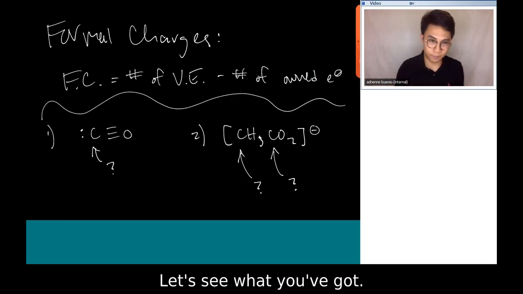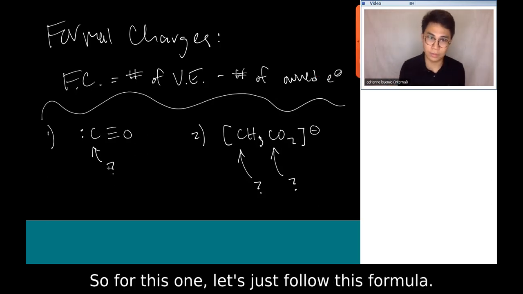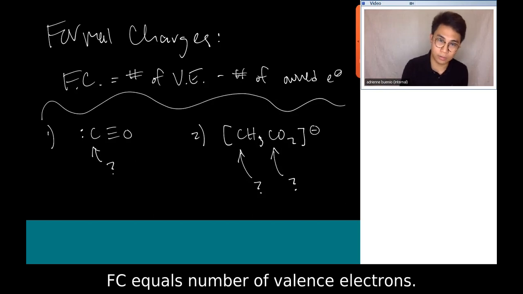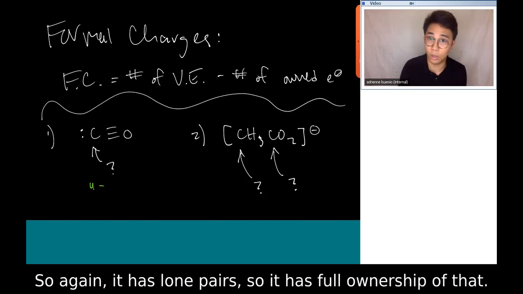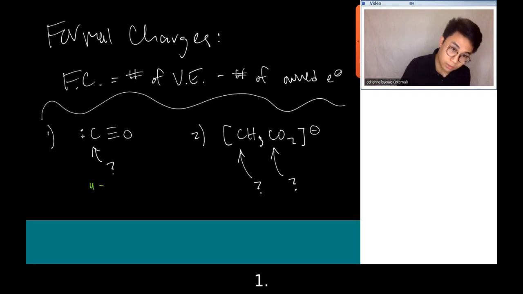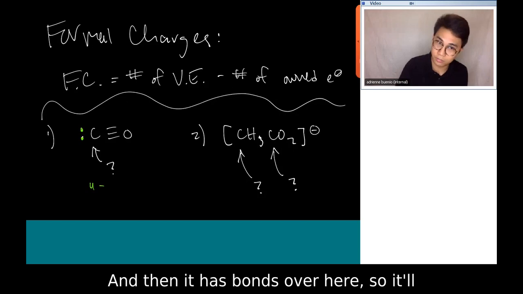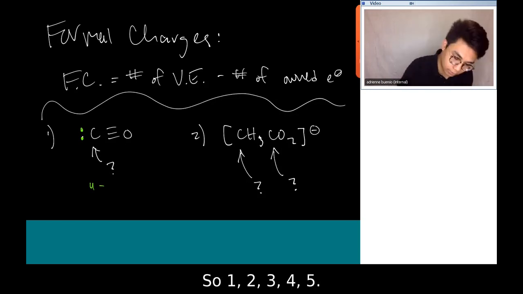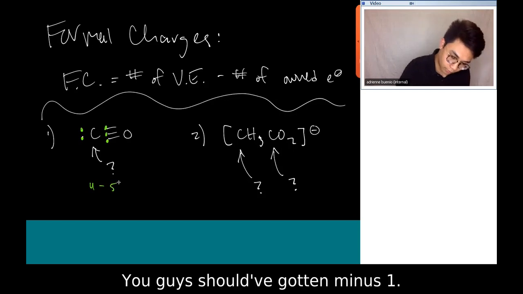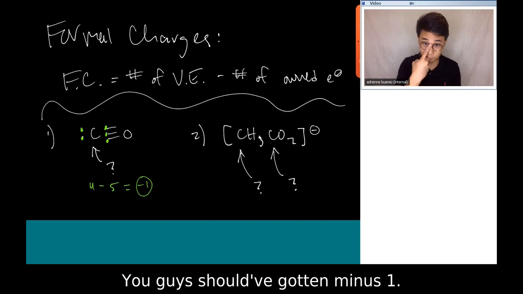Let's see what you guys got. For this one, let's just follow this formula: FC equals number of valence electrons. For the carbon, we have 4, minus the number of owned electrons. It has a lone pair, so it has full ownership of that, 1, 2. Then it has bonds over here, so it has half ownership of those, and we know bonds have 2 electrons each. So 1, 2, 3, 4, 5. You guys should have gotten negative 1, right?